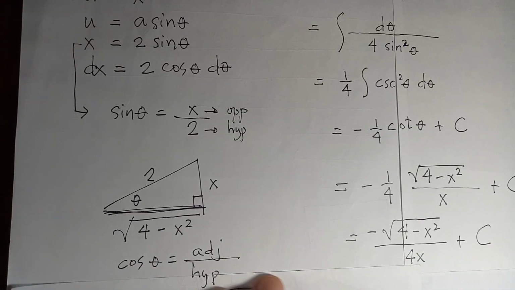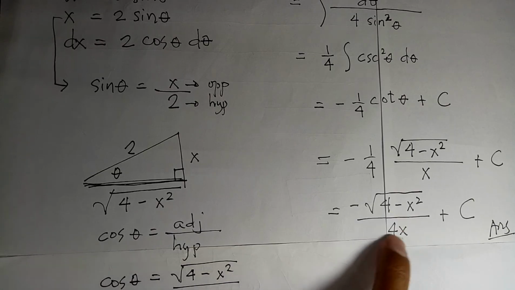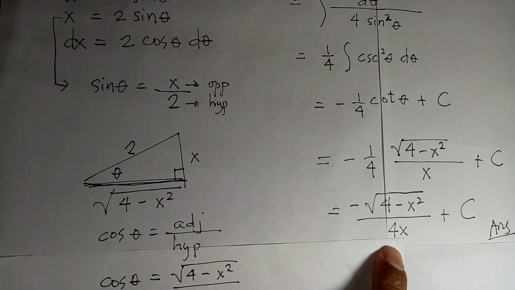So, this is now our answer. So, negative square root of 4 minus x squared divided by 4x and then plus c.